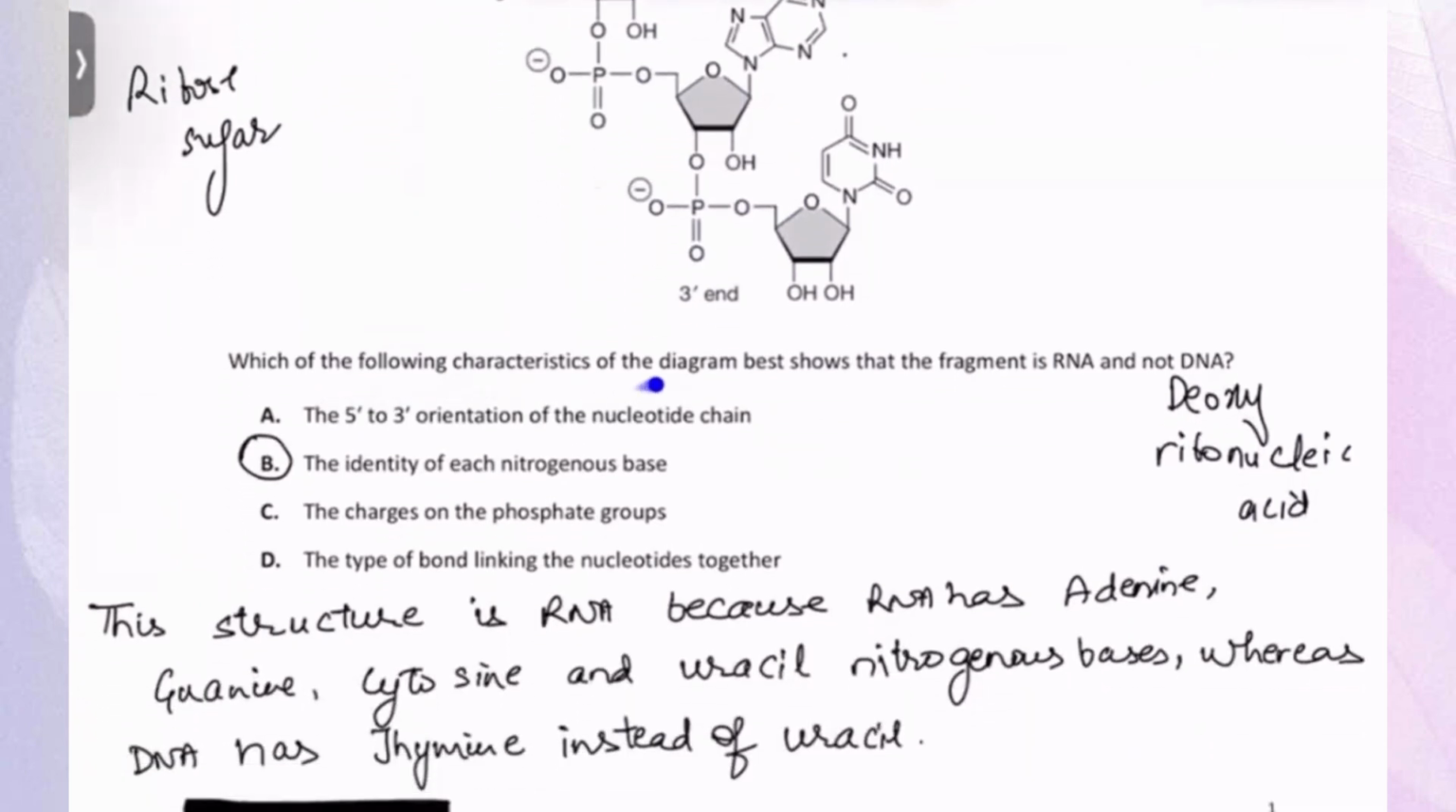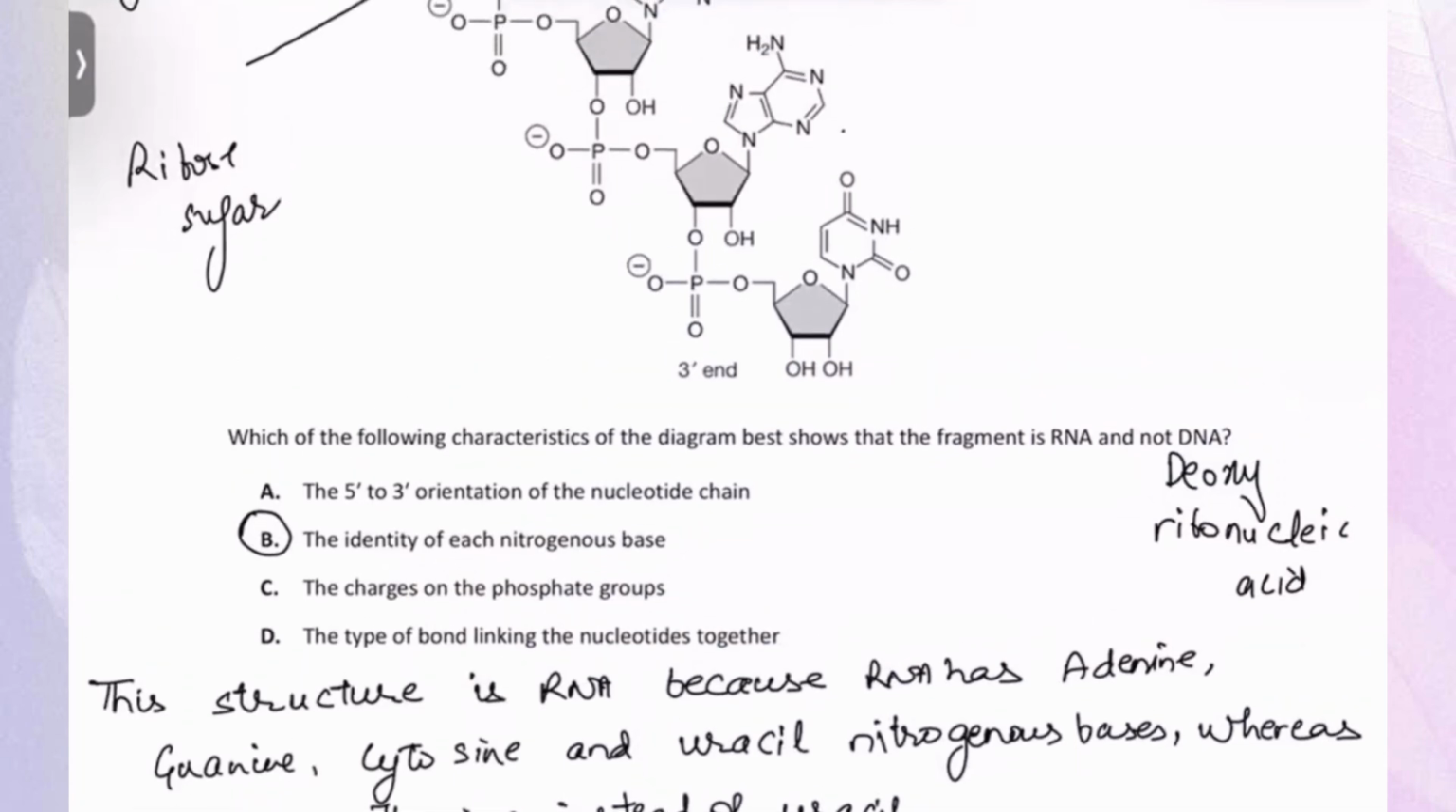Which of the following characteristics of the diagram best shows that the fragment is RNA and not DNA? The 5' to 3' orientation of the nucleotide chain, the identity of each nitrogenous base, the charges on the phosphate groups, the type of bond linking the nucleotides together. The phosphate group, the 5' to 3' orientation, and the type of bond linking the nucleotides together remain the same whether it is RNA or DNA.